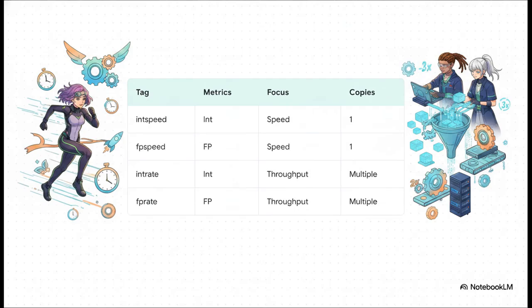When you are scaling up, you basically have four main suites to choose from. The speed suites, that's intspeed and fpspeed, are entirely focused on single copy time. The whole goal is just getting the task done in less time, period. On the flip side, the rate suites, intrate and fprate, they measure throughput. They're asking how much total work can we get done over a specific period of time. And to figure that out, it requires running multiple concurrent copies all at once.